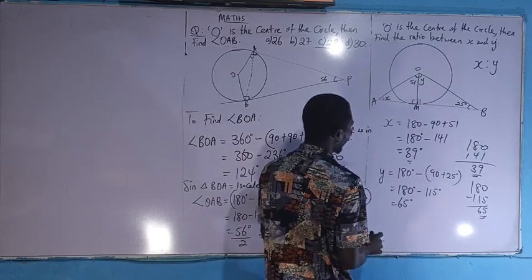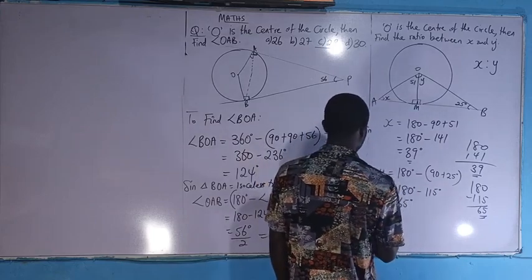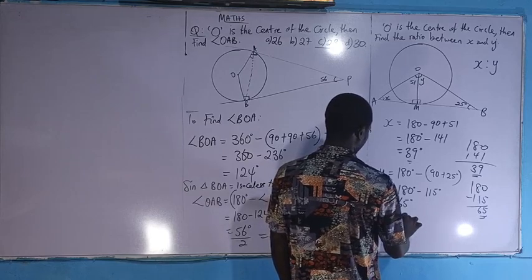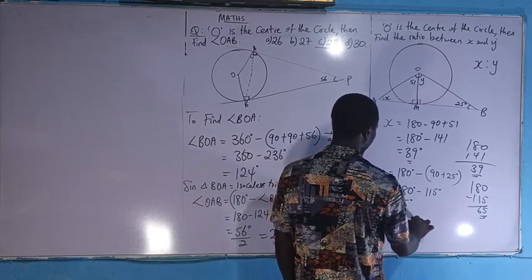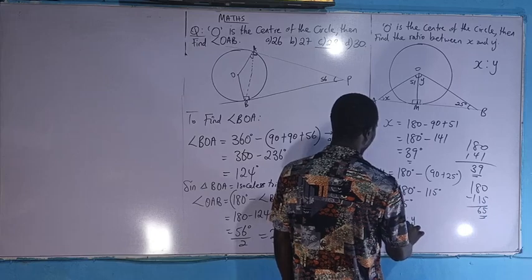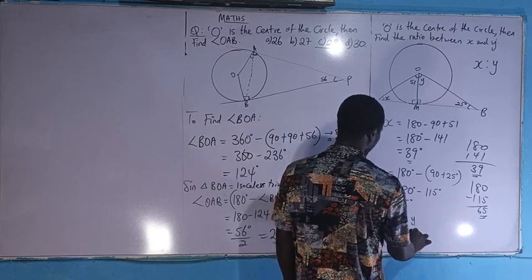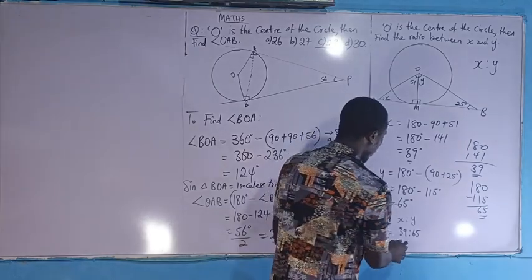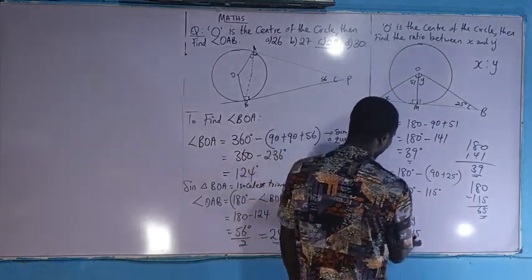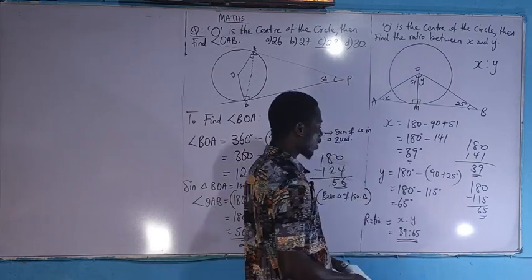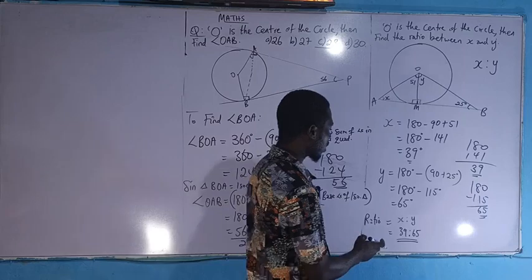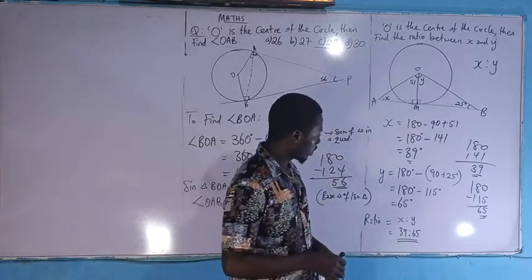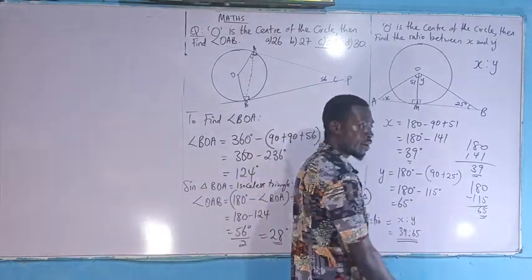Now the ratio between x and y will be equal to x is to y, which is equal to 39 is to 65. So when we cancel out numbers that can cancel out, we find our simple ratio, if there's a number that can cancel out. So this is the ratio between x and y.